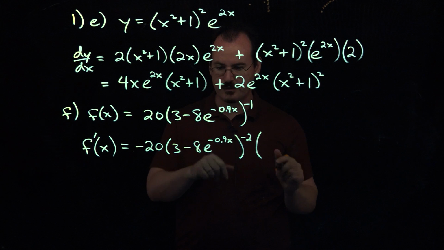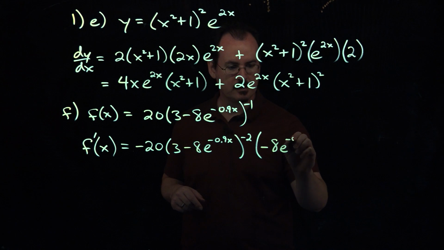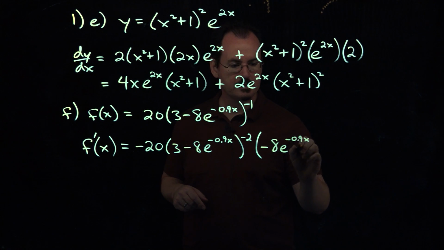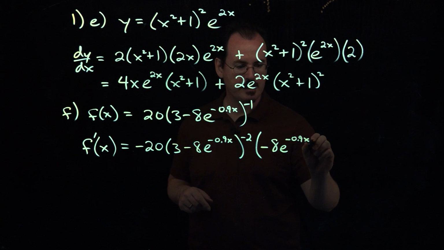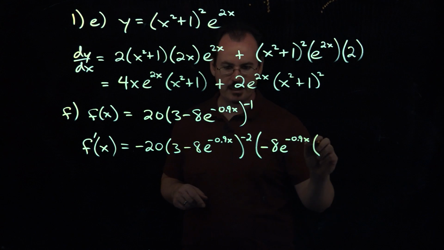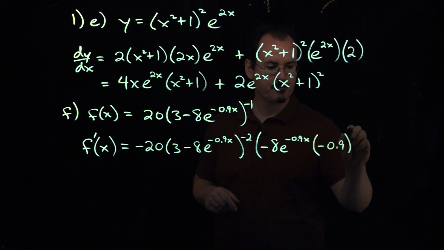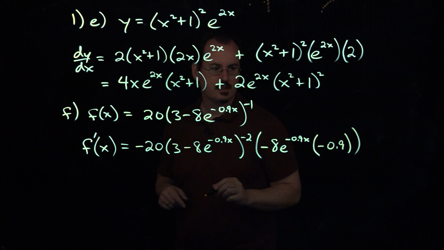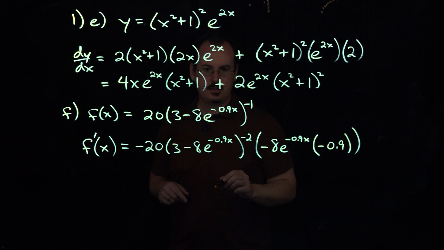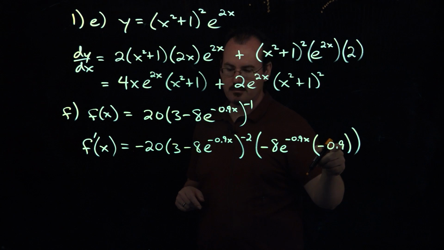For the derivative of the rest of this, again, the first thing you want to do is just copy it. So we get e to the power of negative 0.9x. And then we have to multiply that by the derivative of what's up there, which is going to be negative 0.9. Okay, then we can combine our constants here.